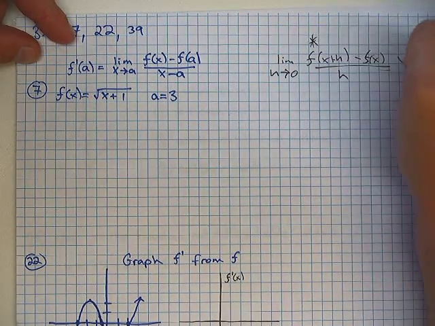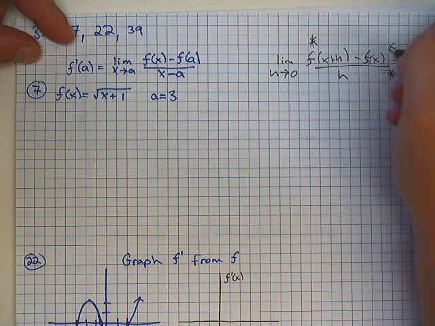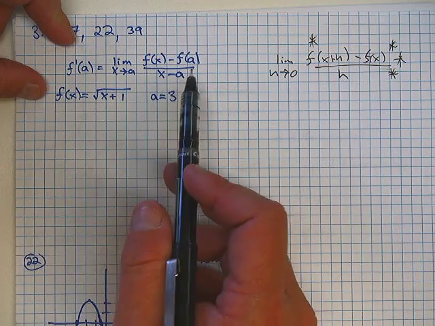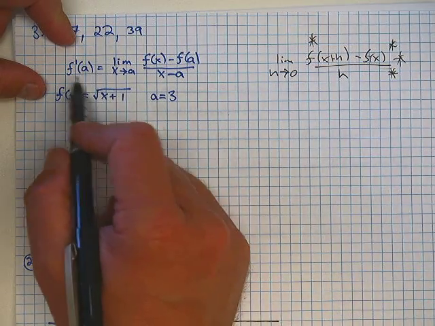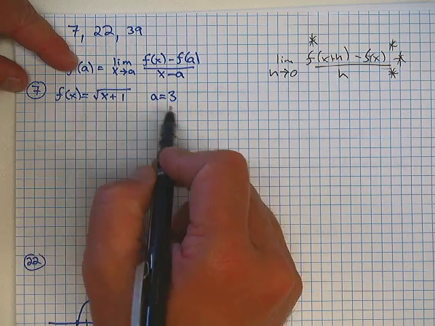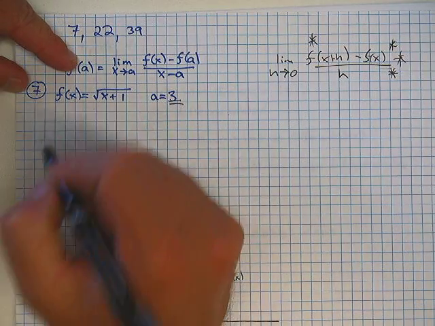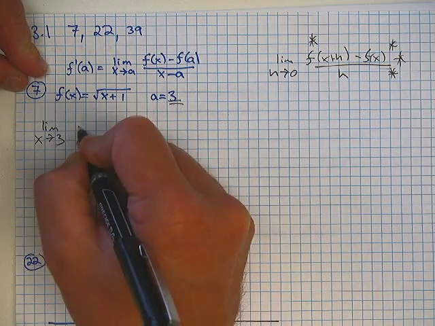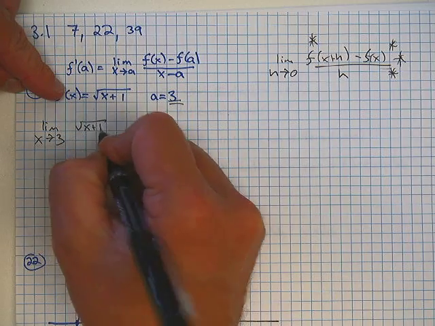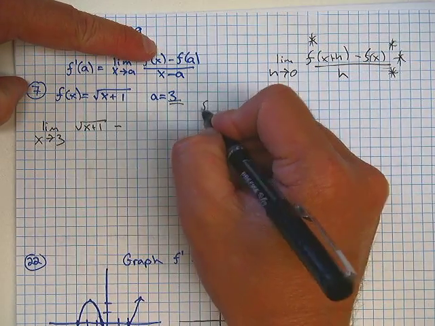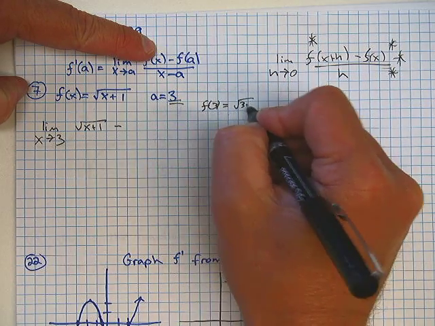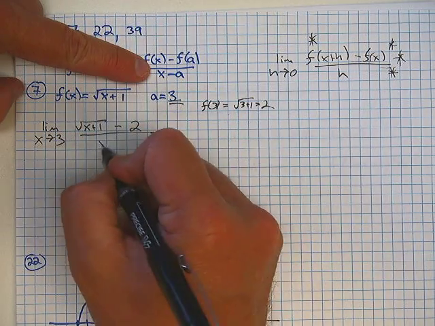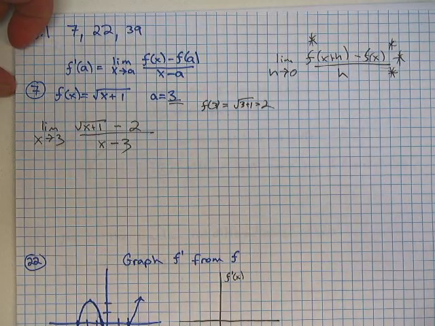Now this one you can just remember forever and ever, and you can use that one. But what the book wants you to do is identify that you can do this one too. So this first one says f prime of a, so it's the derivative at a. Our a happens to be 3 in this problem. So we're going to do the limit as x approaches a, which is 3, of f of x, which is square root of x plus 1, minus f of a, f of 3, which is square root of 3 plus 1, which is 2, and then divided by x minus 3.